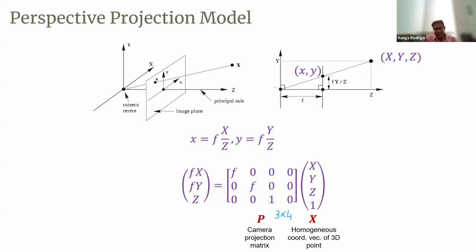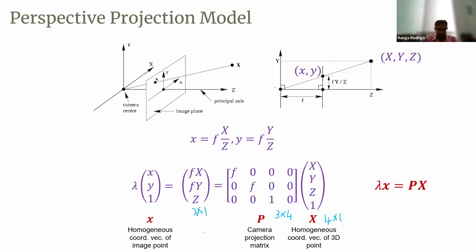A point in 3D is 4 rows and 1 column. The image of that point is 3 rows and 1 column. I hope you can understand the sizes of these objects. But all these measurements are in millimeters or meters. So you can see, you can write that as (x, y, 1) with some arbitrary number lambda.